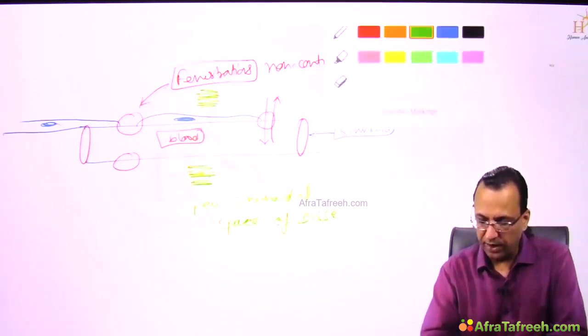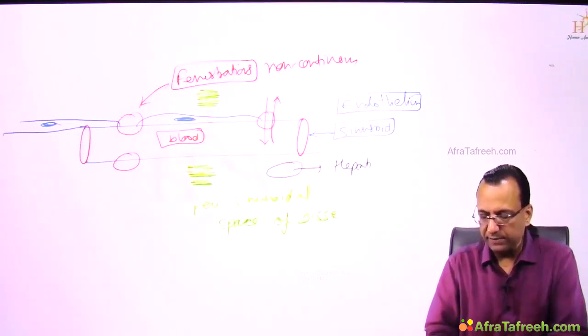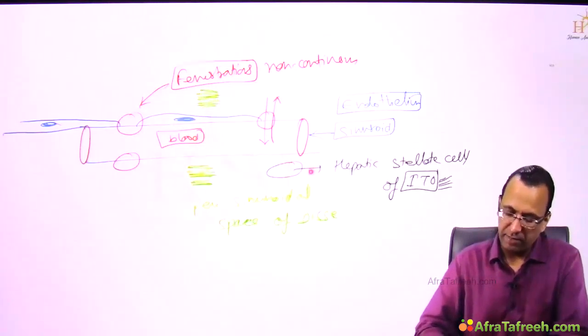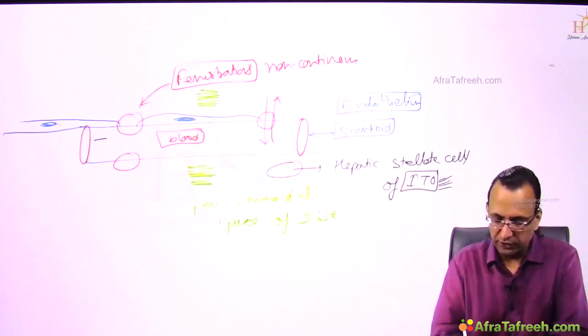And what do you see in the perisinusoidal space of Disse? There I find the hepatic stellate cell. When you're talking about the hepatic stellate cell of Ito, what was this cell doing? As we suggested, it helps us to absorb vitamins like vitamin A, vitamin D. And what was inside the sinusoid? Inside the sinusoid, we had the Kupffer cell.